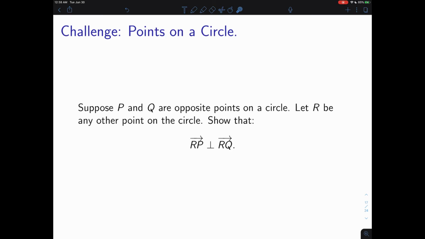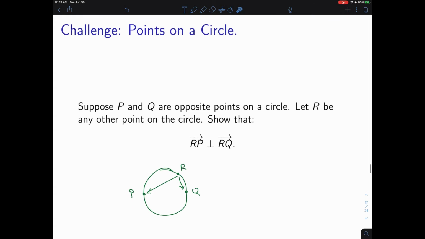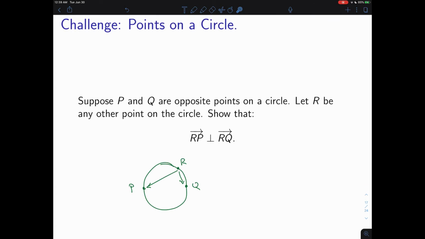A challenge problem, if you enjoy things like that: if you take opposite points on a circle, so they're across from each other, and R is any other point on the circle, show that the vector from R to P and the vector from R to Q are this. Do you know what that is? That's a perpendicular symbol. And that's actually the next thing we're going to talk about.